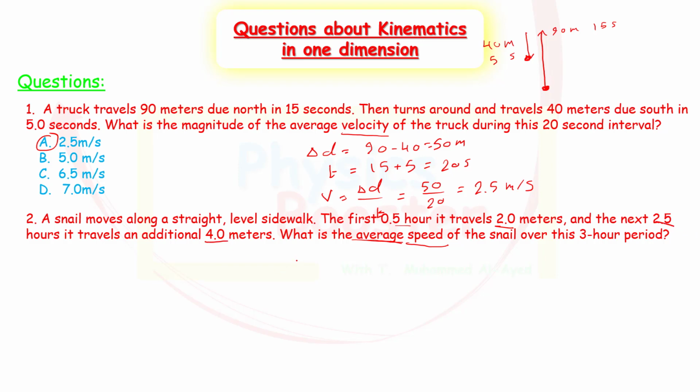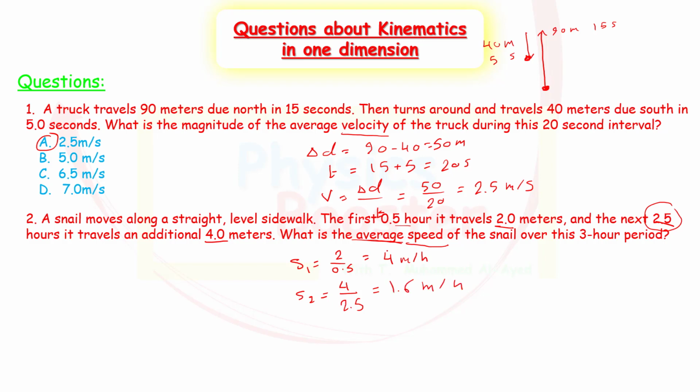So let's start with the first speed. Speed number one is distance over time. The distance is equal to 2 meters divided by 0.5, which is equal to 4 meters per hour. So the speed here was 4 meters per hour. Then the second part of the trip, it traveled 4 meters in a time equal to 2.5 hours. So it's 4 divided by 2.5, which is equal to 1.6 meters per hour.